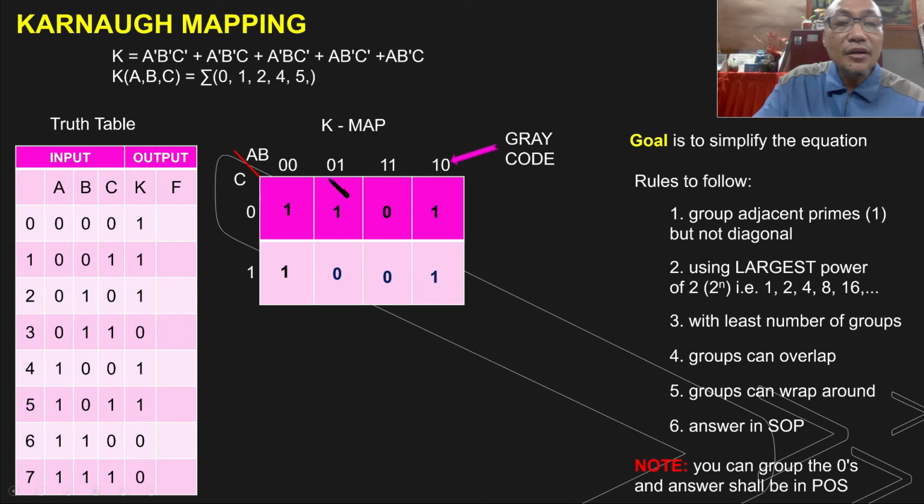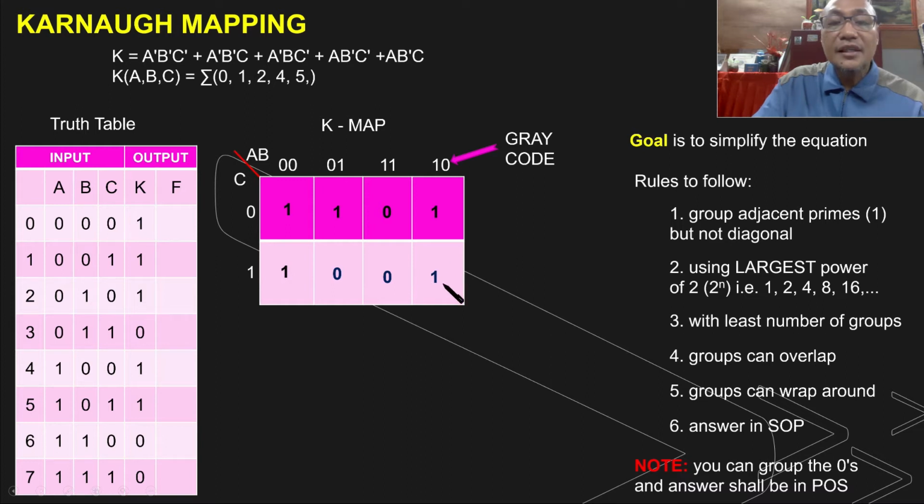010. So 010 is equal to this. What else is equal to 1? We have 4 and we have 5. What is 4? 100. Where is 100? A is 1, B is 0, and C is 0. So this one is equal to that cell. Last but not the least, number 5. That is 101. So where is 101? A is 1, B is 0, then C is 1.